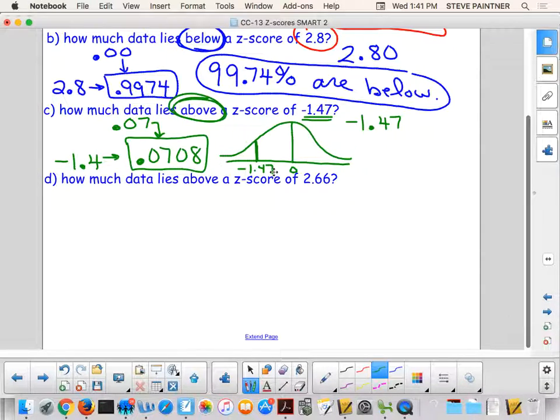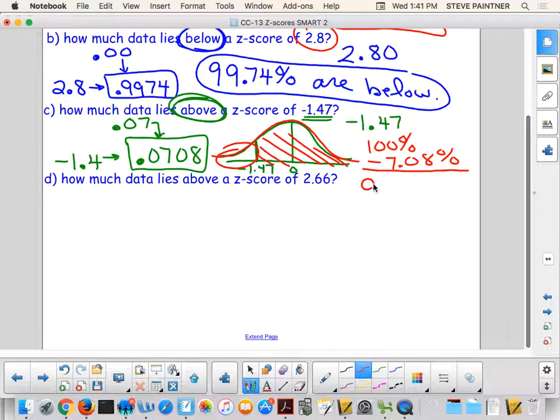Okay. Well, what's above? You're looking for this, everybody, right? Do you understand? 92.9. So what are you going to do? Subtract that number from 100. Take all of the data, all of it 100%, take off what you already know down here. This is what you know, 7.08% equals 92.92%. Fall where? Above.